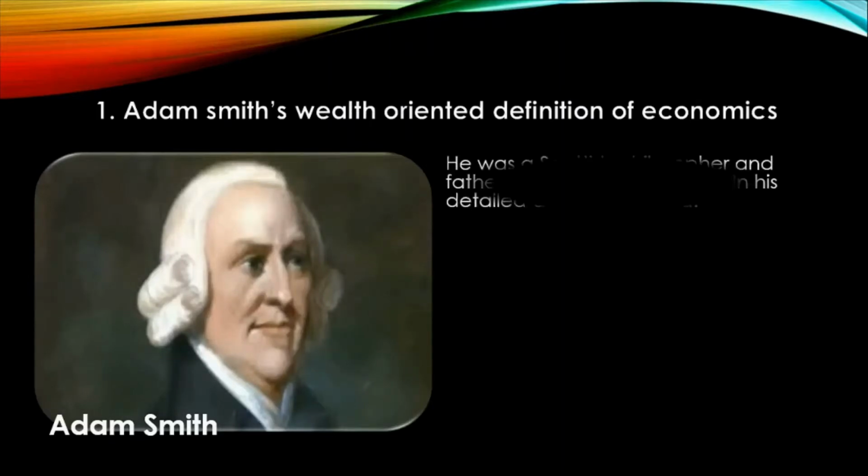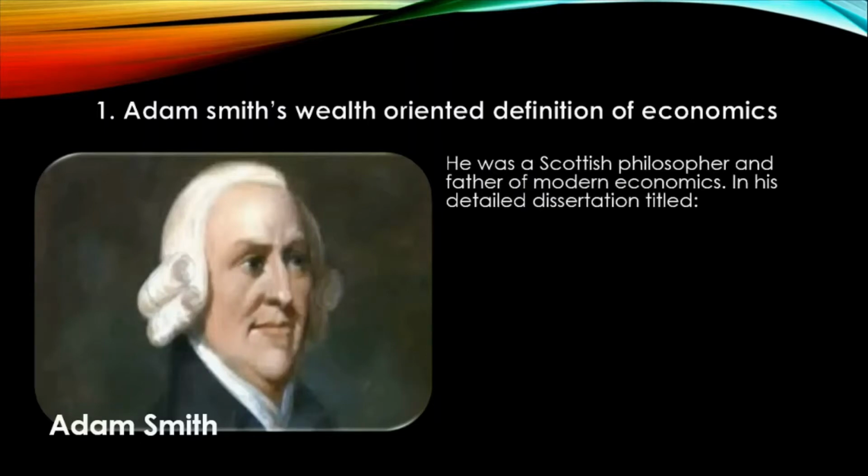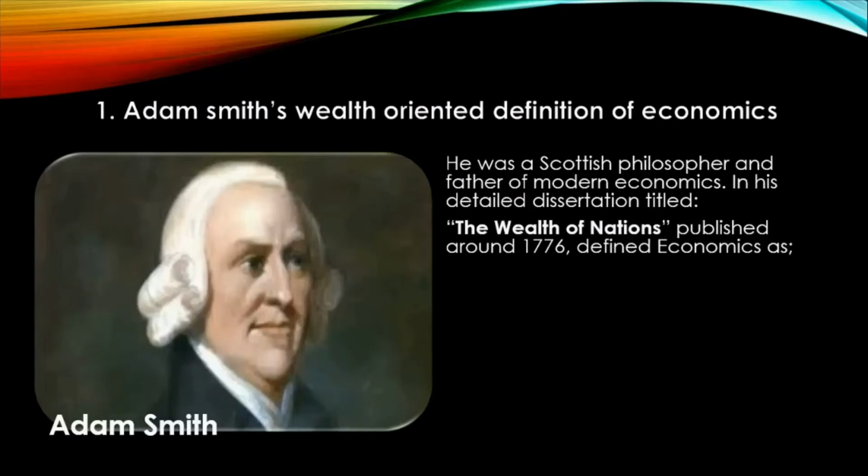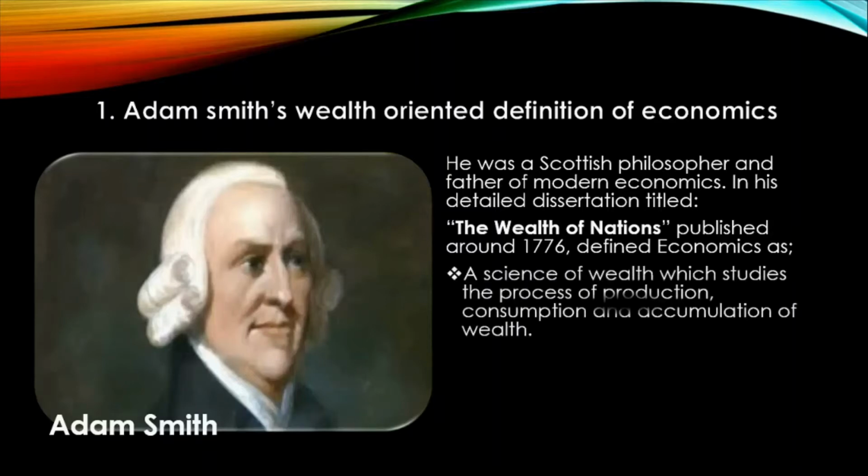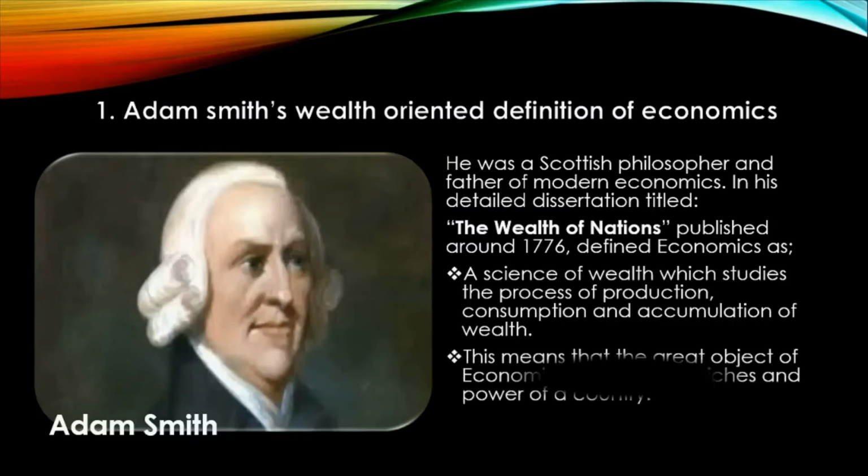Adam Smith was a Scottish philosopher and the father of modern economics. In his detailed dissertation, titled The Wealth of Nations and later published as a book in around 1776, which most people refer to as the Economics Bible, Adam Smith defined economics as a science of wealth which studies the process of production, consumption, and accumulation of wealth. In other words, the object of primary importance of economics, according to Adam Smith, is to increase the riches and the power of a country.